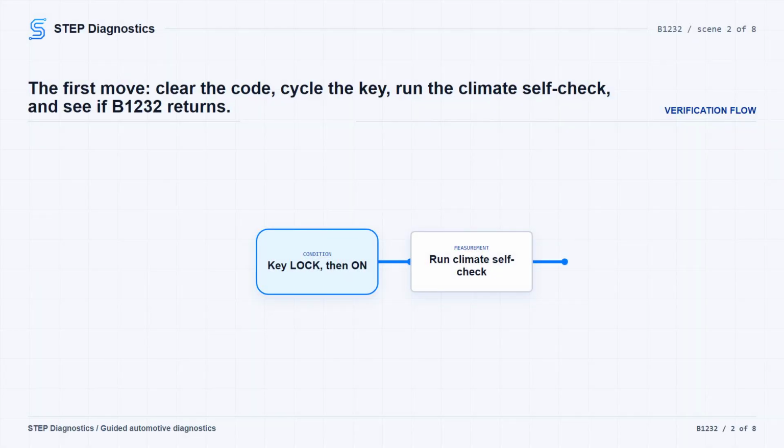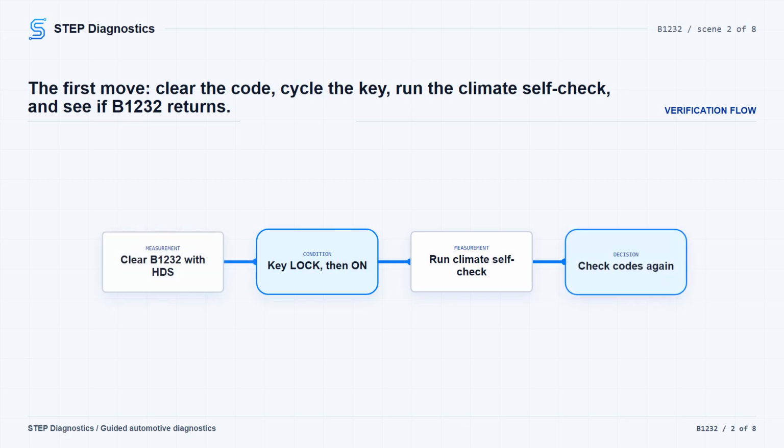The broad possible fault areas are the evaporator temperature sensor, the sensor circuit and connections, or the climate control unit itself. Start by proving whether the code is current. Clear the DTC with the HDS, turn the ignition switch to lock 0, then back to on II. Run the self-diagnostic with the HDS or the climate control unit, then check for DTCs again.